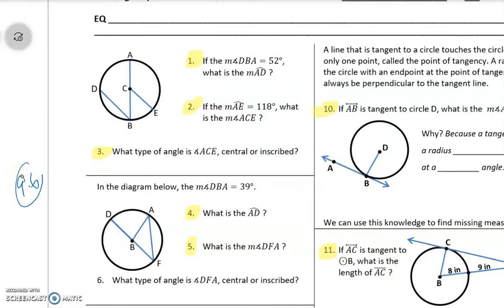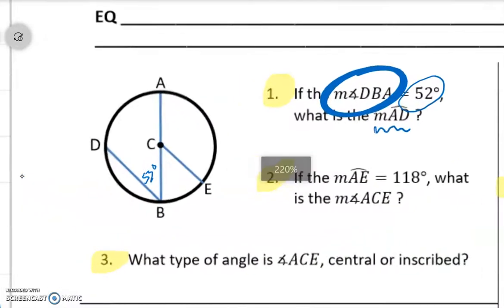This is a review of a 9.6 worksheet. First one, if the measurement of angle DBA is 52 degrees, what's arc AD? So DBA, that's here. I'm going to label that 52 degrees. Let me zoom in a little bit. It's 52 degrees, just like it said.